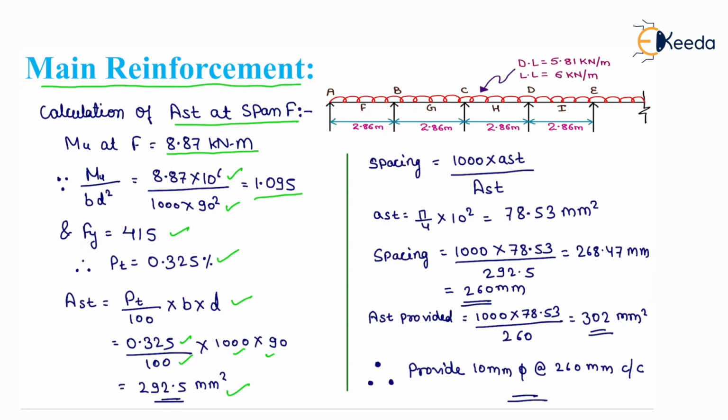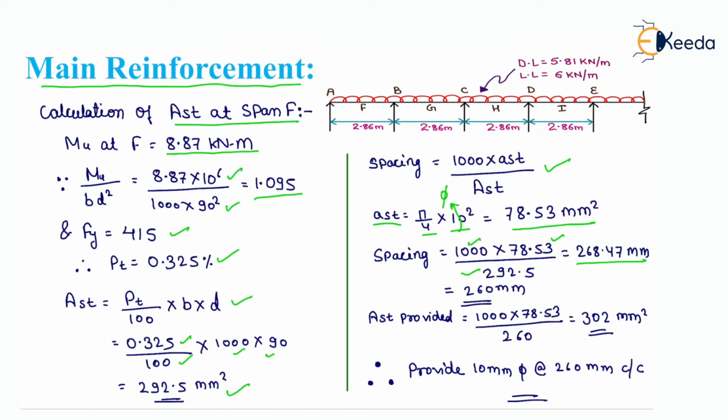The formula of spacing equals 1000 into small Ast upon capital Ast. Small Ast is called the area of steel of one bar, and its formula is pi by 4 into 10 square, equals 78.53 mm square. Now putting the value of small Ast in the spacing formula, we get spacing equals 1000 into 78.53 upon 292.5.